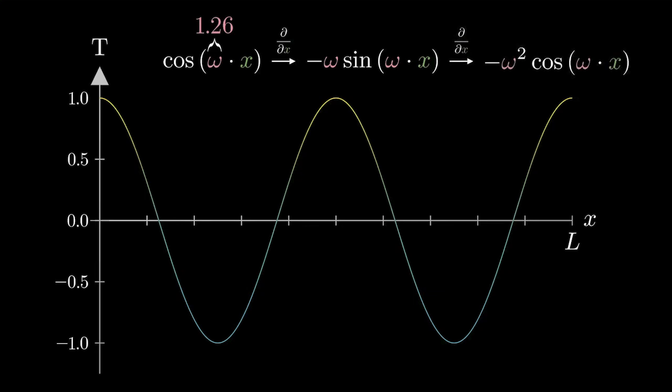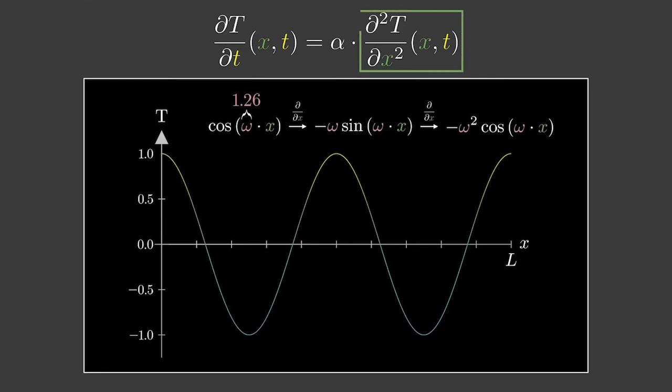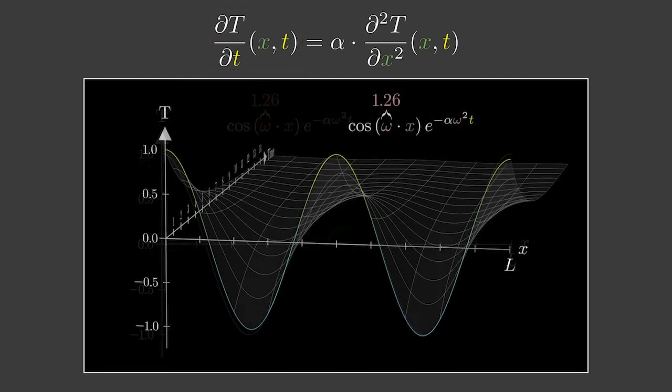And similarly, the second derivative will still be negative cosine, but now with omega squared. This means that the right-hand side of our equation has now picked up this omega squared term. So to balance things out, on the left-hand side, the exponential decay part should have an additional omega squared term up top.